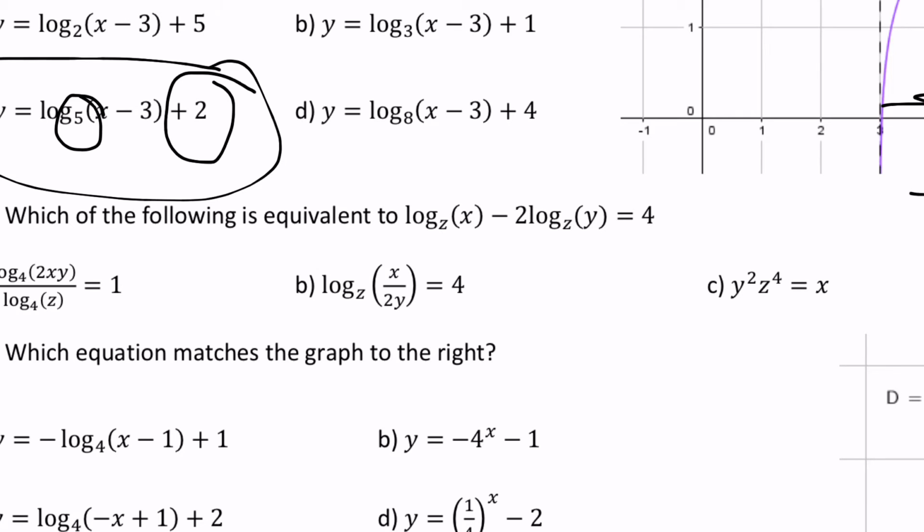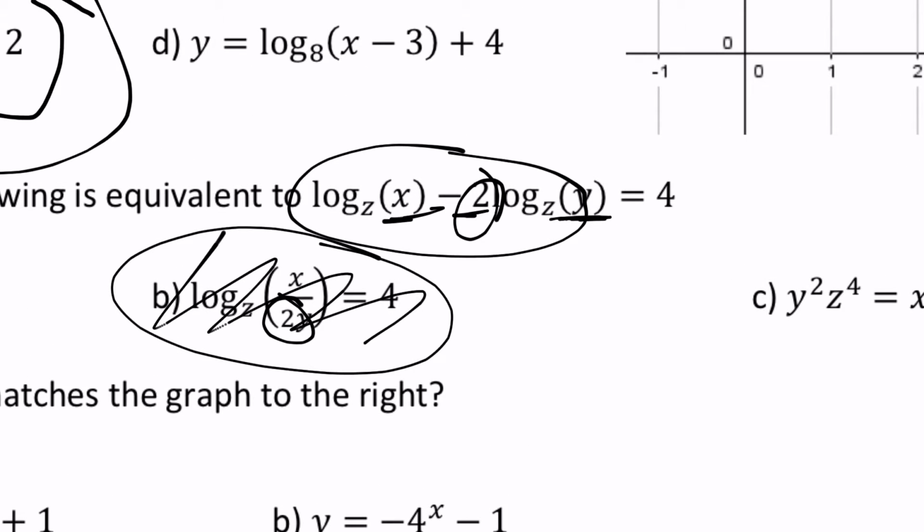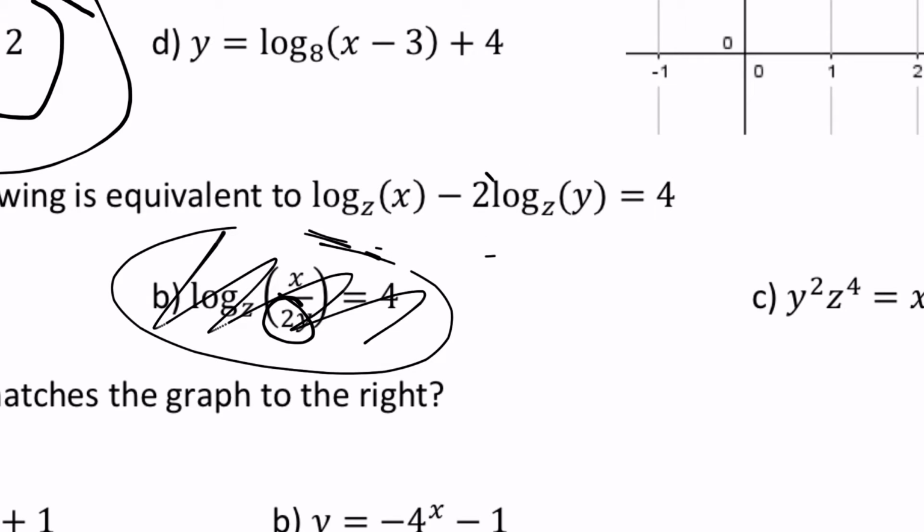You might be tempted to choose B right away because you're like, oh, two logs with the same base. I see an x, I see a y, there's subtraction, so that means the y's on the bottom, and I see a 2 there, and I see a 2 there. But you would be mistaken because if we actually compress these logs, look at what happens.